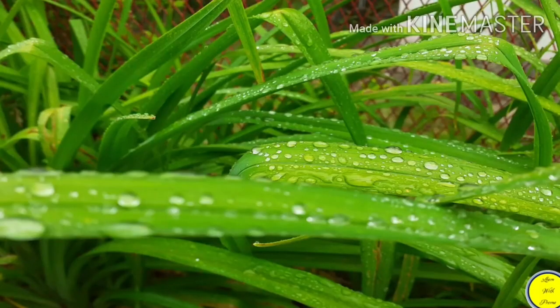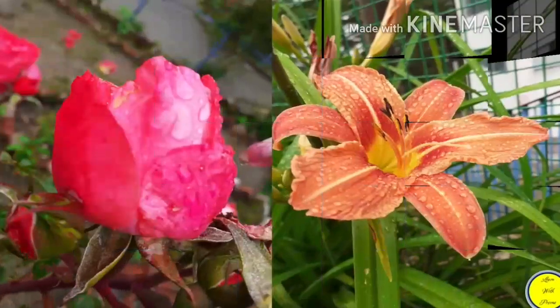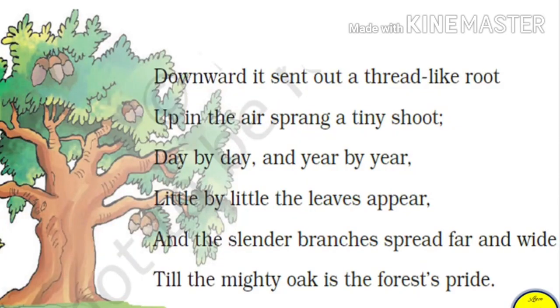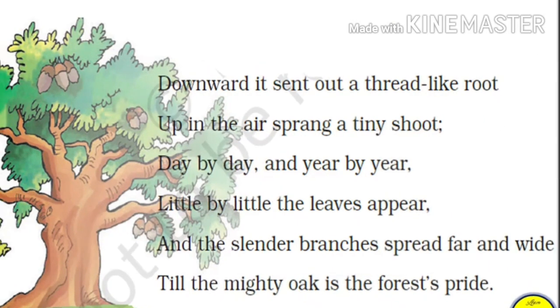Children, what do you mean by dew? Dew means tiny drops formed on the cool surface of leaves or flowers. So here it is said that the acorn is sipping the dew little by little and growing day by day. Let us now understand the second stanza of the poem. Okay, children?